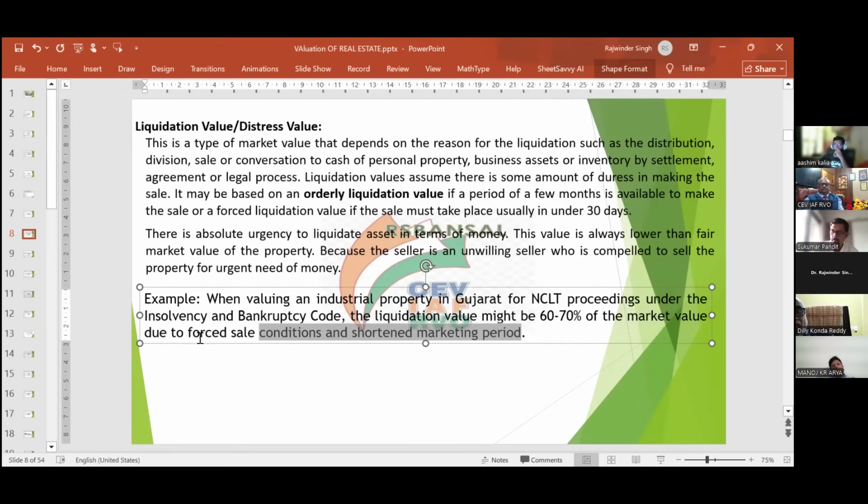So why is this value reduced? Because of forced sale condition and shortened marketing period. You must understand. Any doubt about liquidation value? Clear?